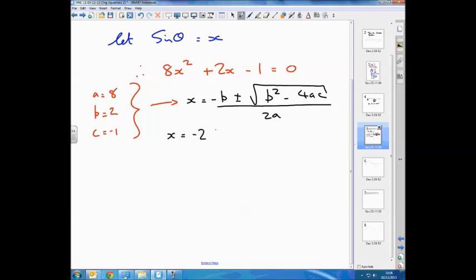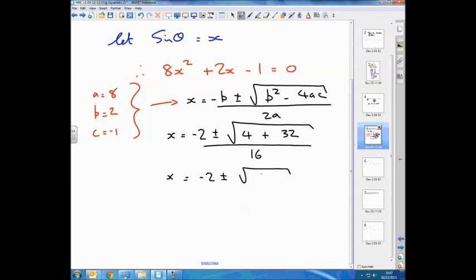minus b, so it's minus 2 plus or minus the square root of b squared, which is 4, minus 4 times a times c. But if we look at c, c is negative, so minus times a minus will give us a positive, so we end up with plus 4 times a, 4 times 8 is 32, times c is 1, so we get 32. All over 2a, 2 times 8 is 16. So x equals minus 2 plus or minus the square root of 36 over 16.